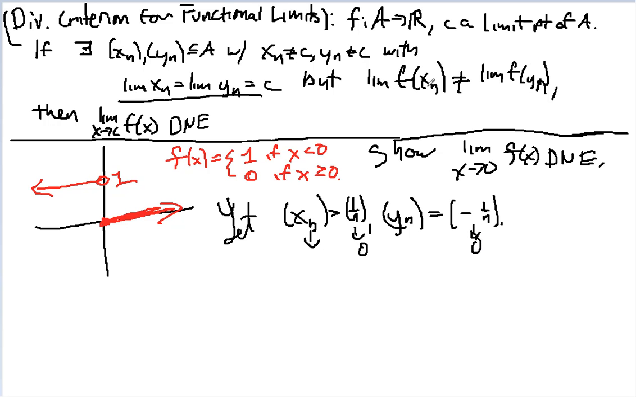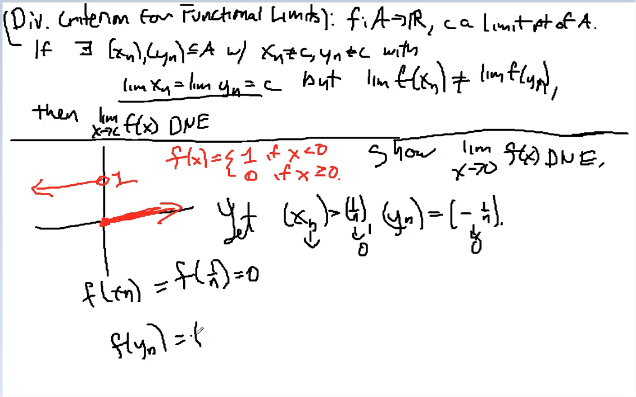And I'm going to show that the limits of the function values don't end up the same. So I need to figure out what f of x sub n is, and what f of y sub n is. f of x sub n is f of 1 over n. 1 over n is positive, so the value has to be 0. f of y sub n is f of negative 1 over n. That's negative, so f of negative 1 over n is going to be 1.